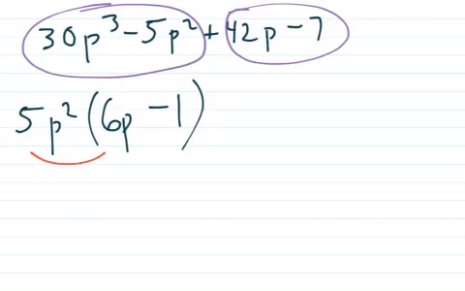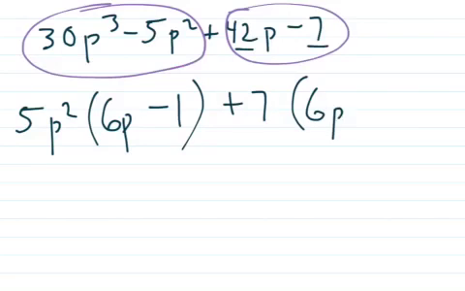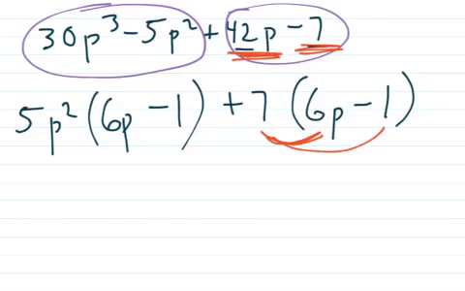Okay, now just to make sure, this times this is my 30p cubed that I have up here. And this times this is my minus 5p squared. Okay? So, what about the right side? Well, the 42 and the 7 have a common factor of positive 7. So I'm going to do a 6p minus 1. And again, notice here is my 42p, and 7 times negative 1 is my negative 7 again.